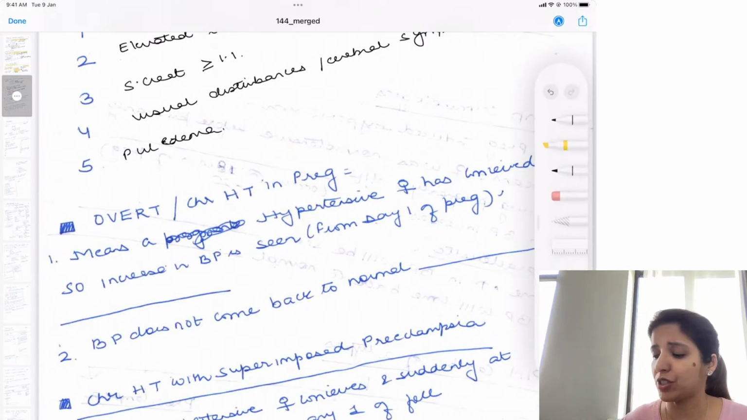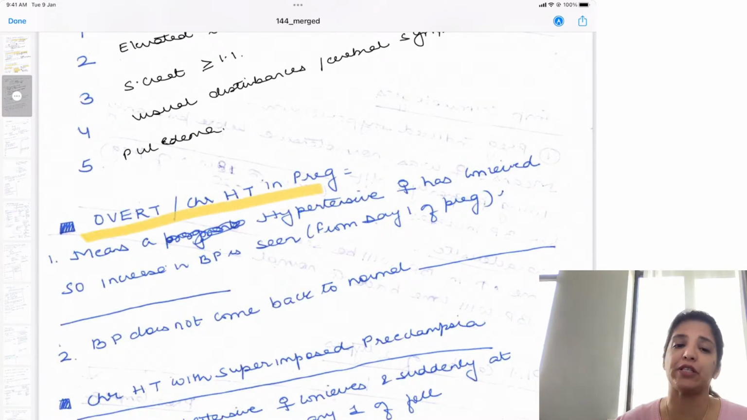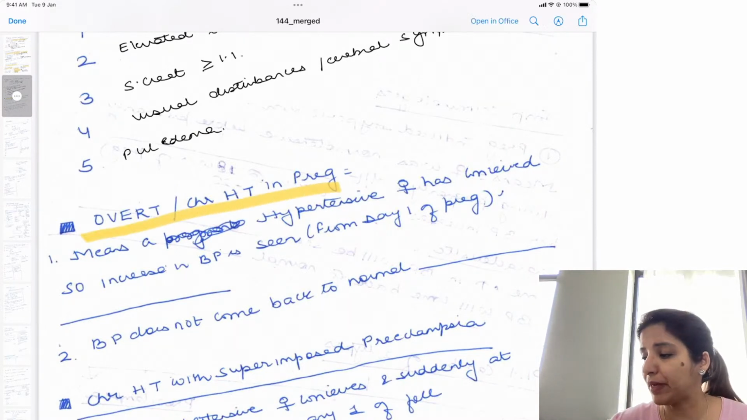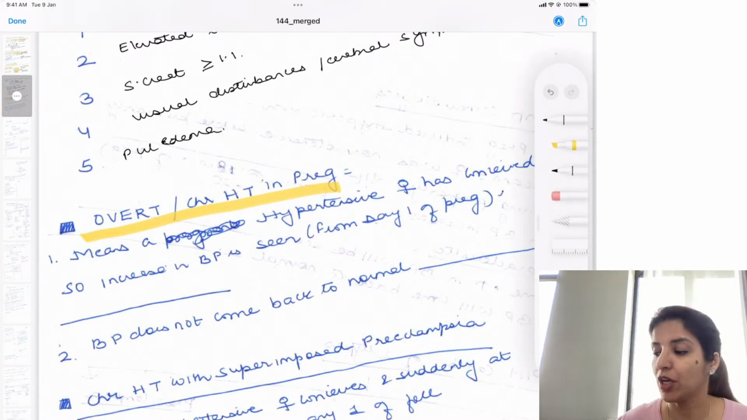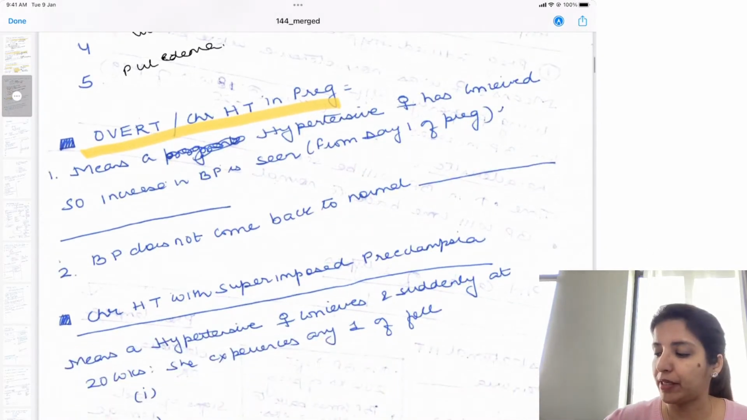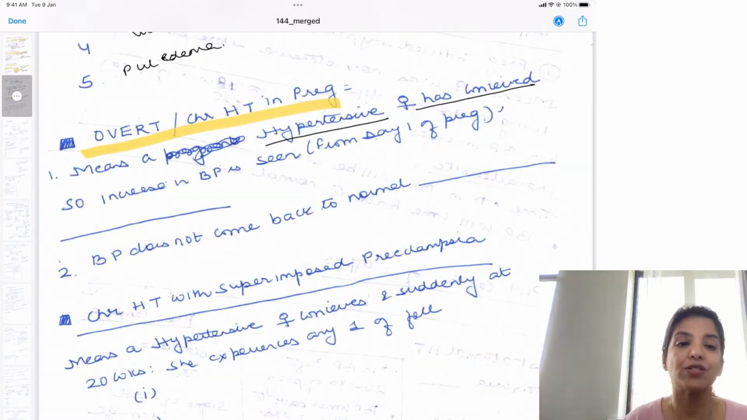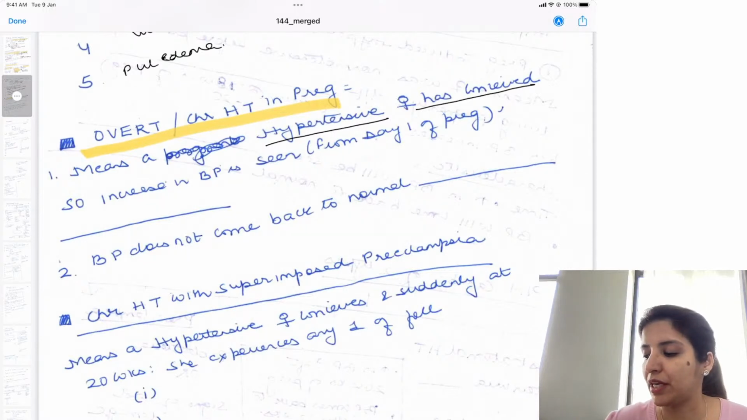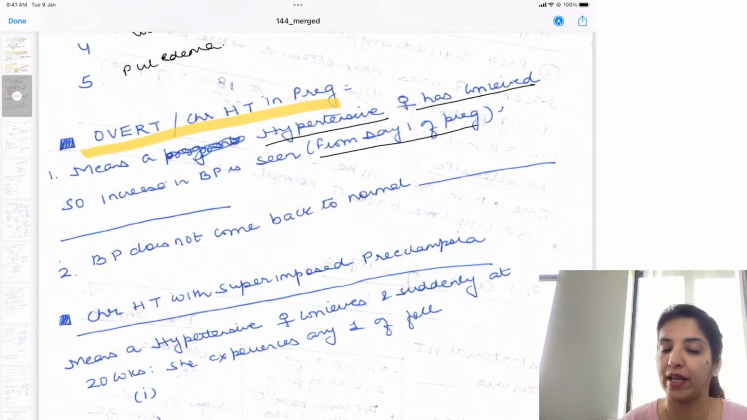Now, chronic hypertension in pregnancy or overt hypertension in pregnancy, this simply means that a hypertensive female has conceived. So, if a hypertensive female conceives, then that is what is called overt hypertension or chronic hypertension in pregnancy. So this is common sense that if a hypertensive female is going to conceive, the increase in BP will be seen from day 1 of pregnancy.